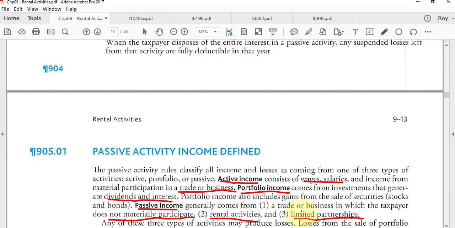Any losses that you cannot deduct in the current year for passive activities will be carried over to next year to offset any passive income for that next year. And again, subject to the same limitations. If you cannot deduct it, you carry it over to the following year.